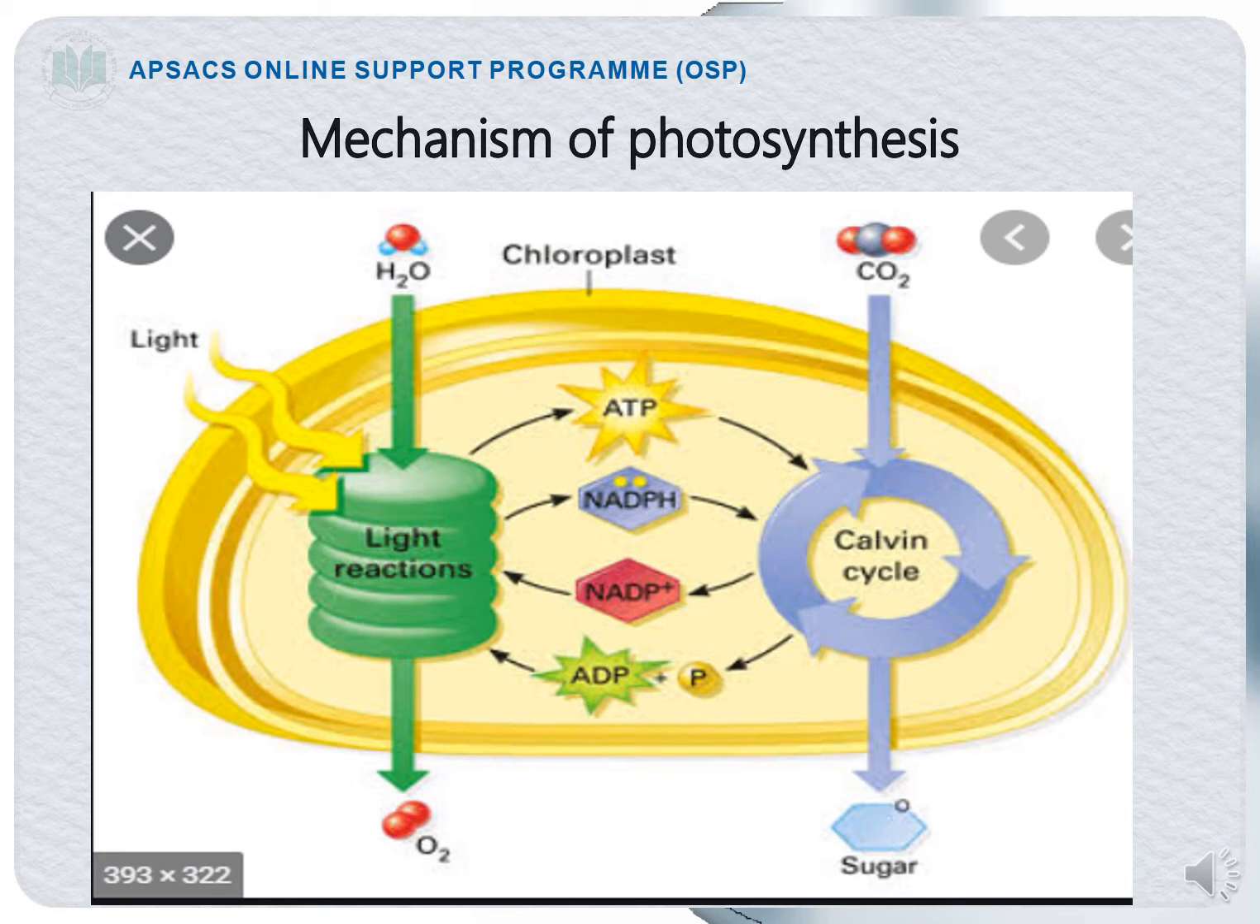Whenever light falls on this thylakoid membrane, high energy molecules like ATP and NADPH will be produced. You can see ATP and NADPH are formed in the light reaction, but they will not be utilized in the light reaction, they will be utilized in the dark reaction.